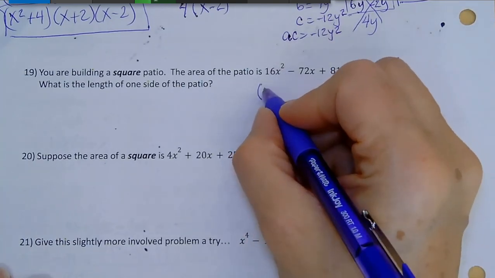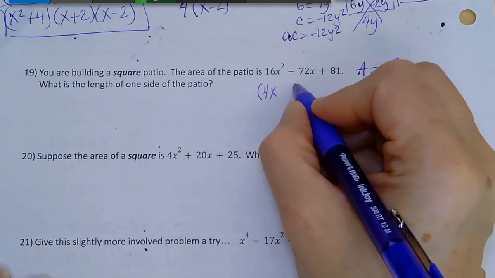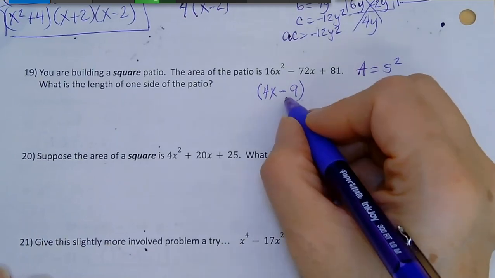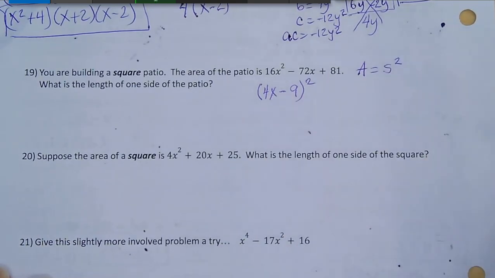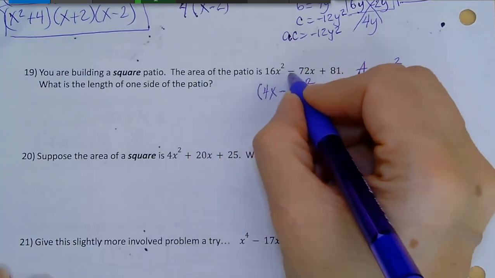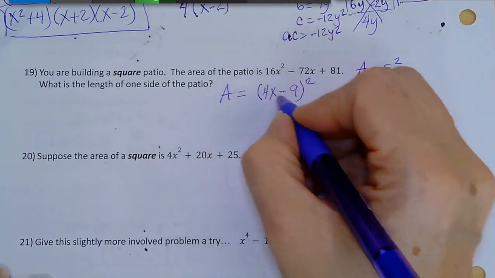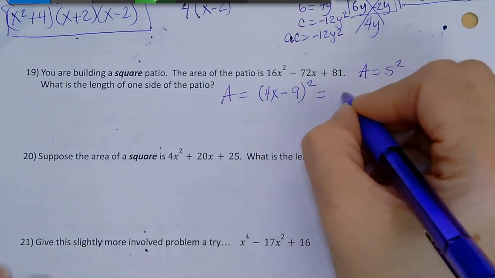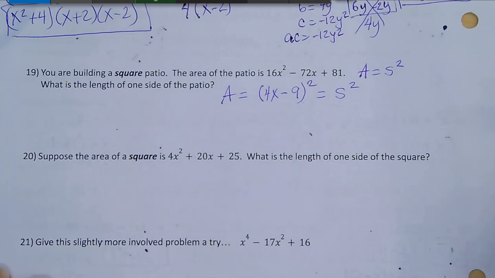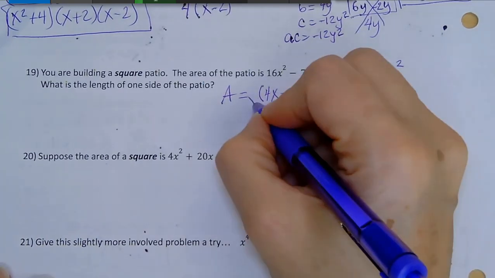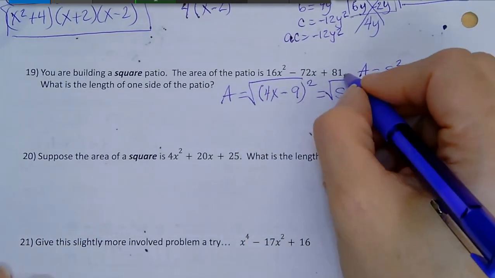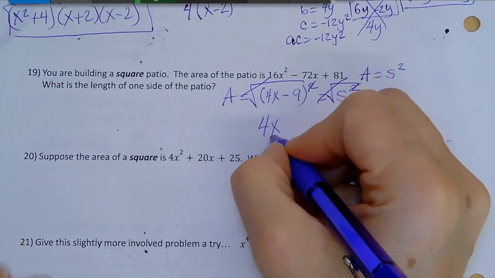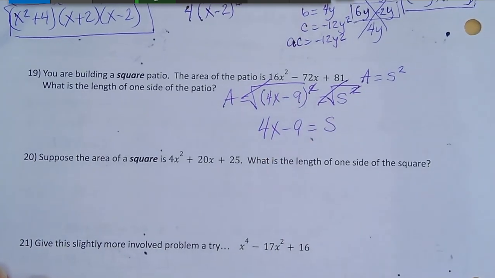Okay, square root of 16x squared is 4x. Square root of 81 is 9. My middle term is negative or subtracting, and so I'm going to have subtraction inside my binomial. If the area equals all of that, then the area equals 4x minus 9 squared, right? And if area equals any side squared, then I can take the square root of each side, because that's fair. Square root undoes squared, so I know 4x minus 9 is my side length.